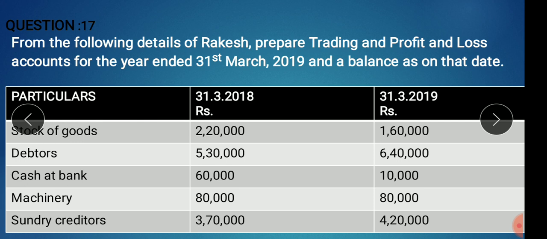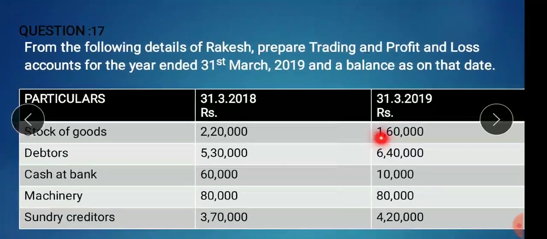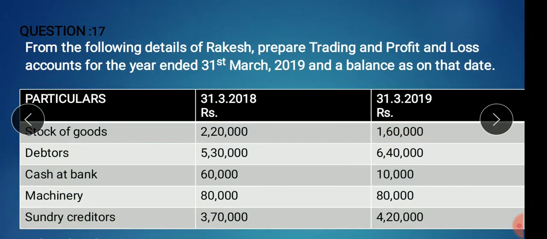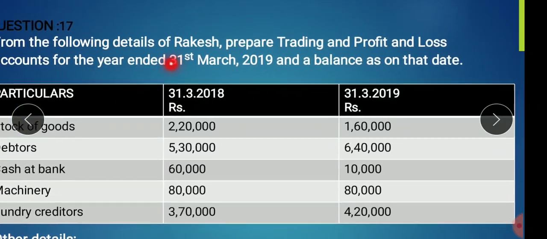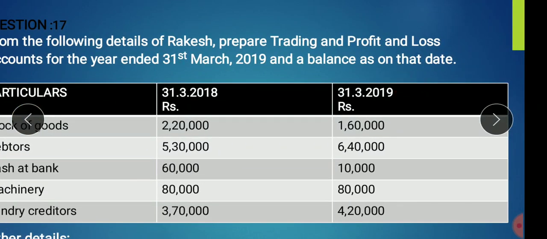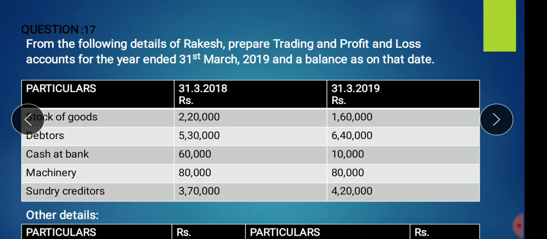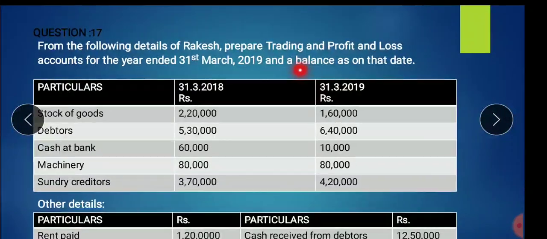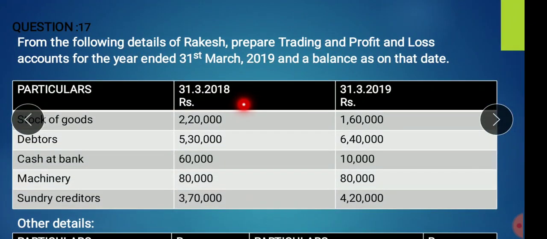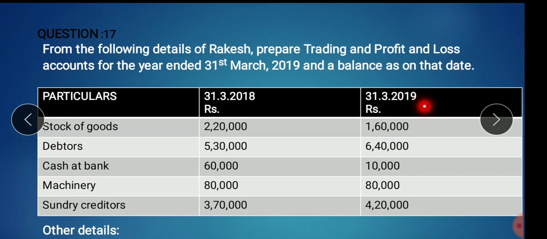Read the question. From the following details of Rakesh, prepare trading and profit and loss accounts for the year ended 31st March 2019 and a balance sheet as on that date. Particulars, 31st March 2018 and 31st March 2019. In this problem, two years' balance sheet values are given. Stock of goods 2,20,000. Then second year value 1,60,000.